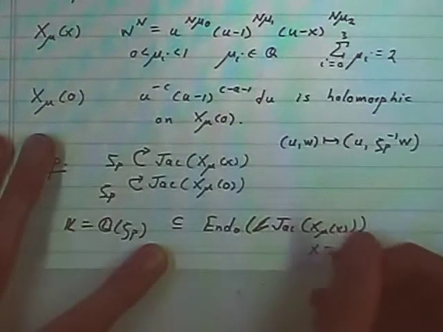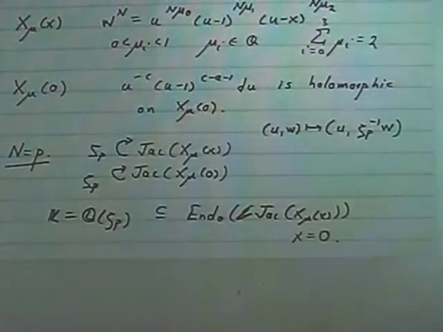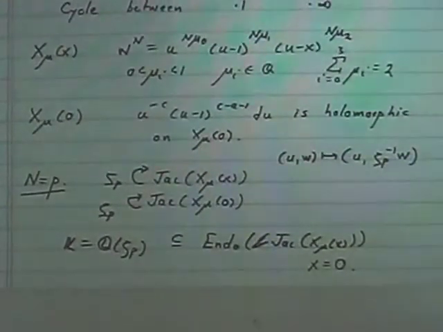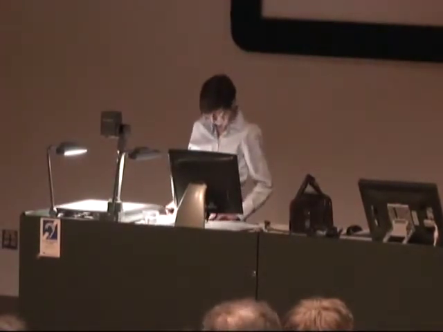Also at x equal to 0. And how this field is represented in the endomorphism algebras will precisely be given by the dimensions of those eigenspaces of differential forms that I talked about in the first lecture. Okay. So what is the idea?